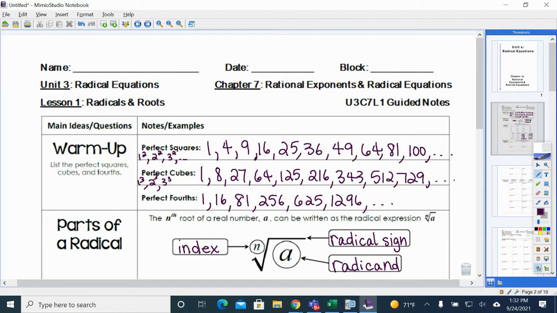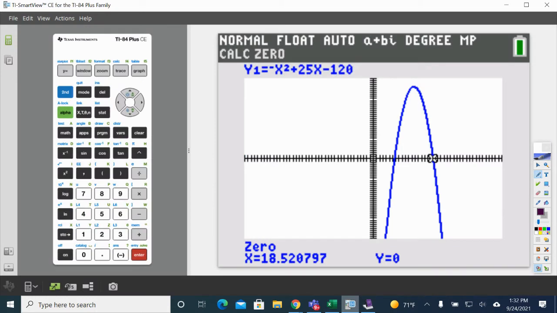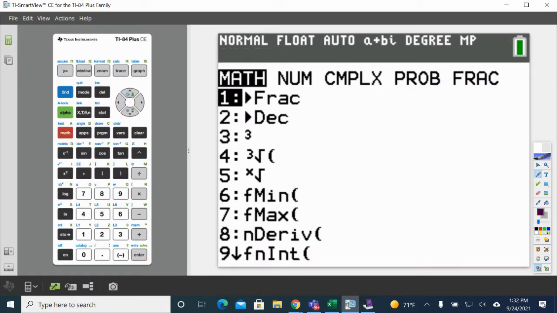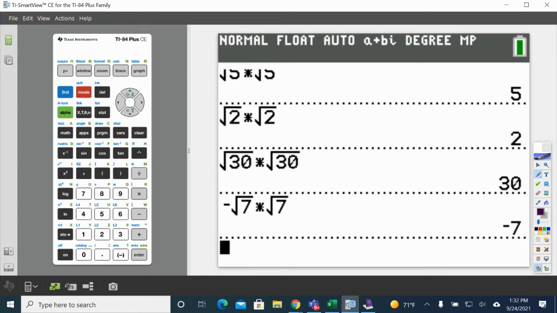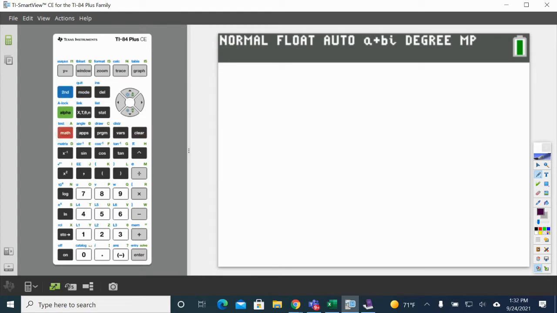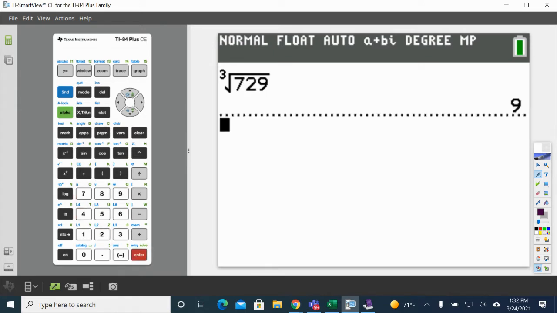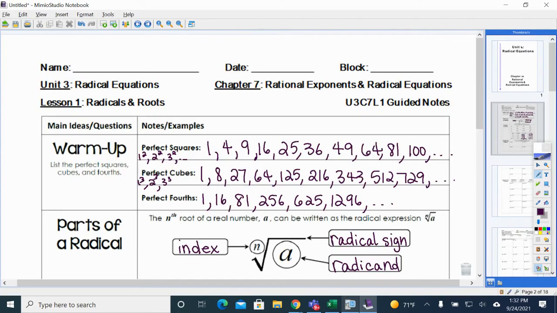If I take that 729 and I do the cube root, so go to Math, select number 4, the cube root. Let me start that over. Math, cube root is number 4, of 729, and that's going to give me 9. So that tells me that 9 times 9 times 9 is 729.